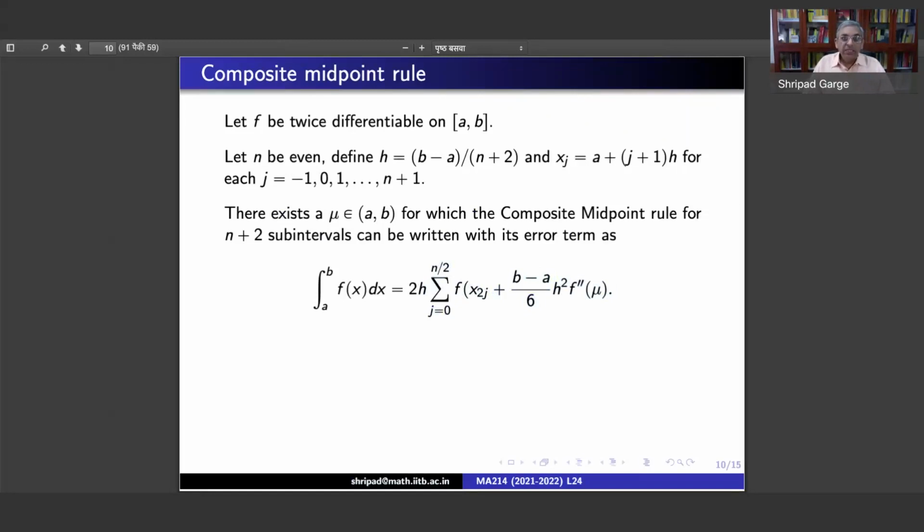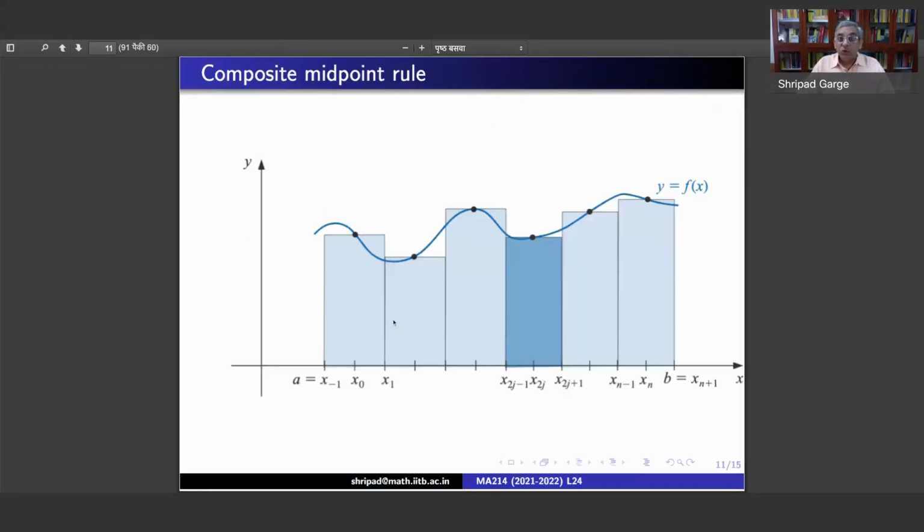And the picture would be as follows. It's an open Newton-Cotes formula, so you will ignore x minus 1, you will take x naught, then you will take x2, x4. A typical one, which is given here again in the dark blue color, is for x2j, and you are drawing that particular rectangle and taking the area of this rectangle. So these are how the composite rules are given.